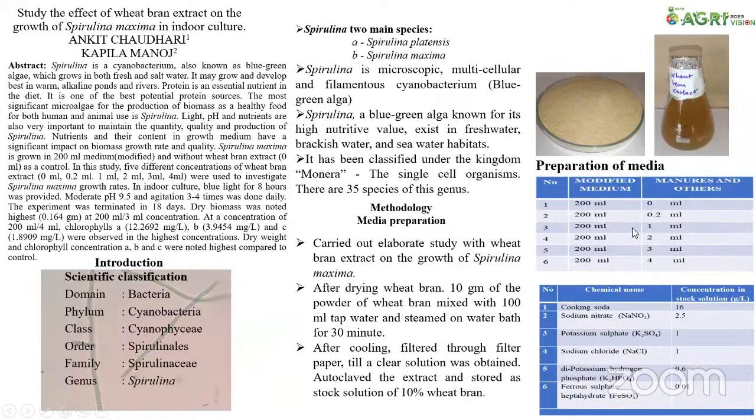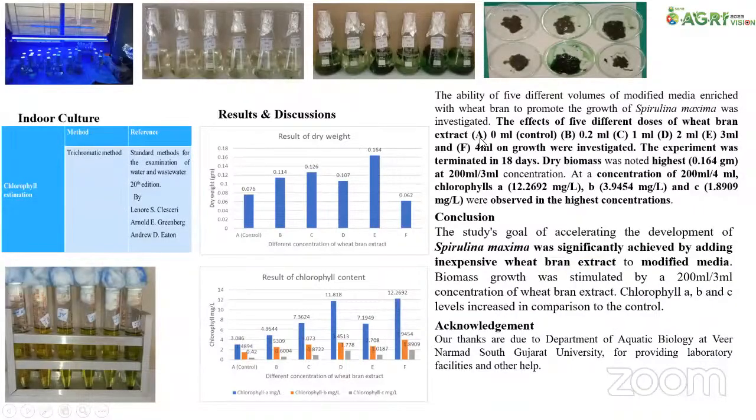We conducted the study by giving different concentrations of wheat bran extract in 200 ml modified medium. The wheat bran extract concentrations were 0.2 ml, 1 ml, 2 ml, 3 ml, and 4 ml, five different concentrations, and we observed the growth and chlorophyll concentration. The effect of five different doses of wheat bran extract.